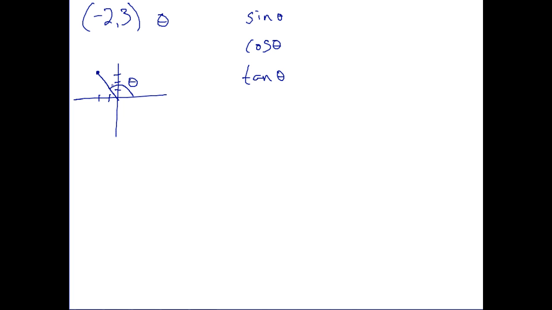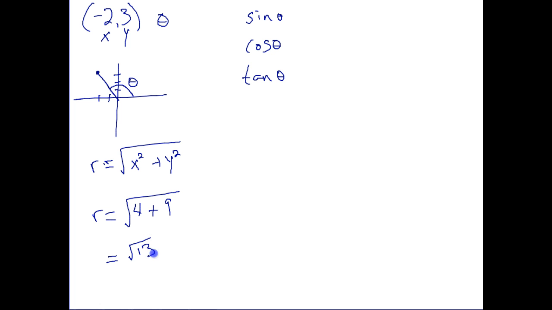Okay, well, let's look at what we have here. This is our x value. This is our y value. Let's find our r value. r is going to equal the square root of x squared plus y squared. This just comes from the Pythagorean theorem and the definition of a circle. All right, so r is going to equal the square root of 4 plus 9, which will be radical 13. Now, we can't simplify that any, so we're just going to leave that as radical 13.